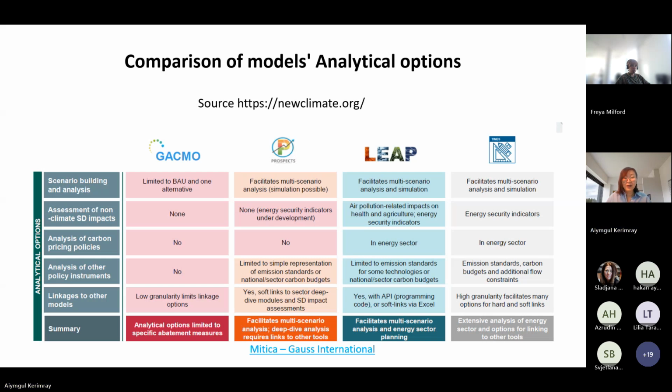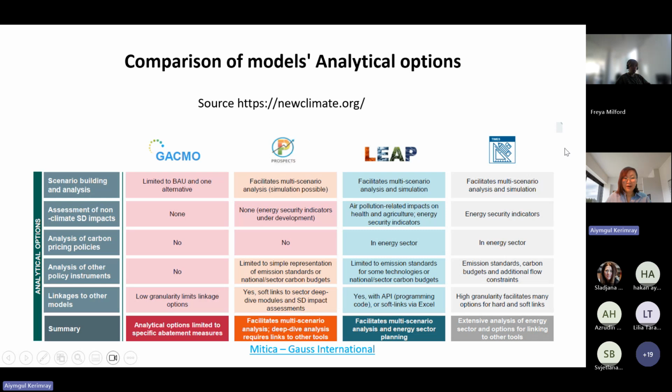And in terms of such linkages to other models, TIMES can be linked with other models, LEAP can be linked with other models, while GASMO doesn't have such a possibility.